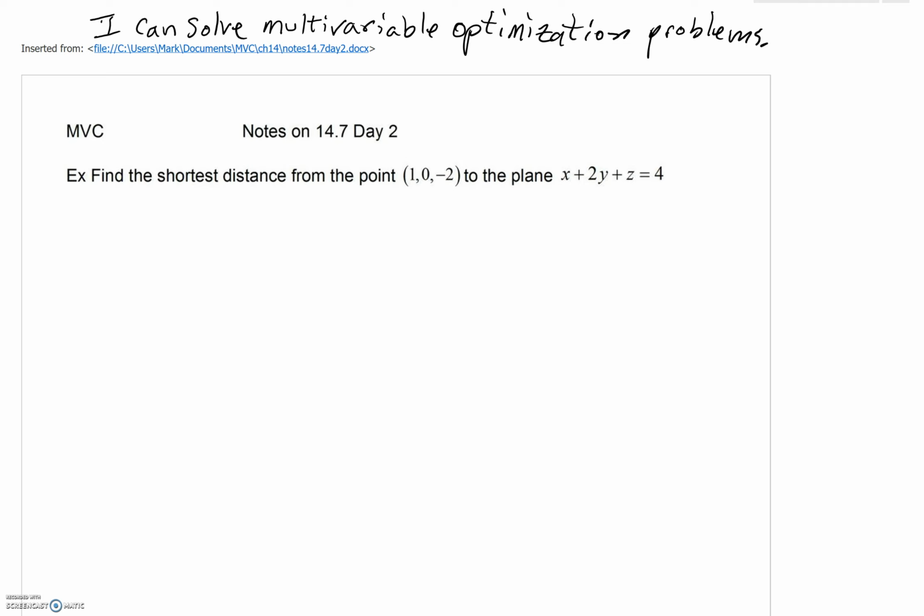And here's a classic question. It should seem very familiar. From what you did in single variable calculus, you would have found the distance from a point to a curve. Here we're going to find the shortest distance from a point to, in this case, not a curve or a solid in 3D, but just a plane. You could still think of that as a 3D surface.